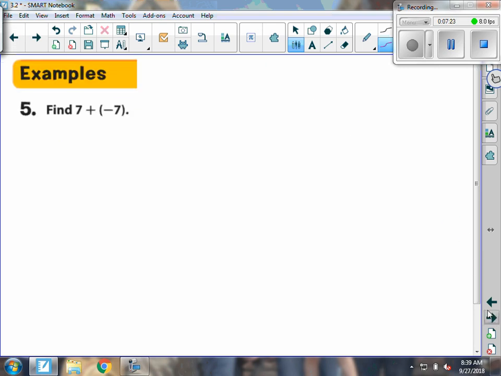Okay, copy this one down. 7 plus negative 7. So again, my signs are different, so I'm going to find the difference of my absolute values. My absolute value of 7 is 7, minus my absolute value of negative 7, which is 7. That's going to be 0. So 7 plus negative 7 is 0.